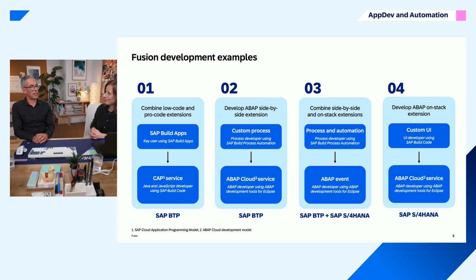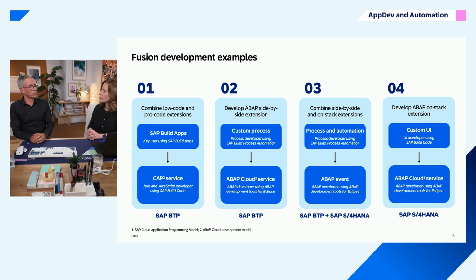Third example is similar, but this time you are actually on stack to create first an ABAP event. That might be an extension to an existing event for some S4 solution. Maybe for the creation of a sales order, you create a new event on top of that. And this event you want to use to trigger a new process. To create that process, again, you use the process builder from SAP Build. So again, the ABAP event is created in the ABAP development tools, and the process is created in the process automation tool in the process builder.